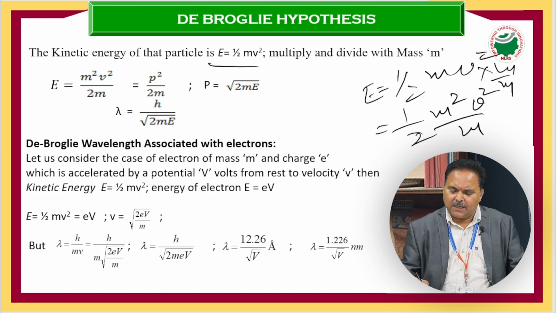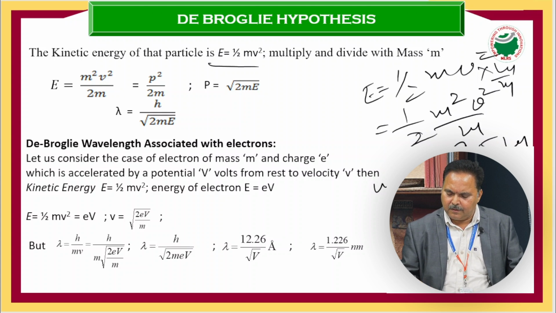Because we want to replace this m square v square, m square v square is equal to, sorry, not half, 2Em. That means p square is equal to 2Em. So then p is equal to root of 2Em.